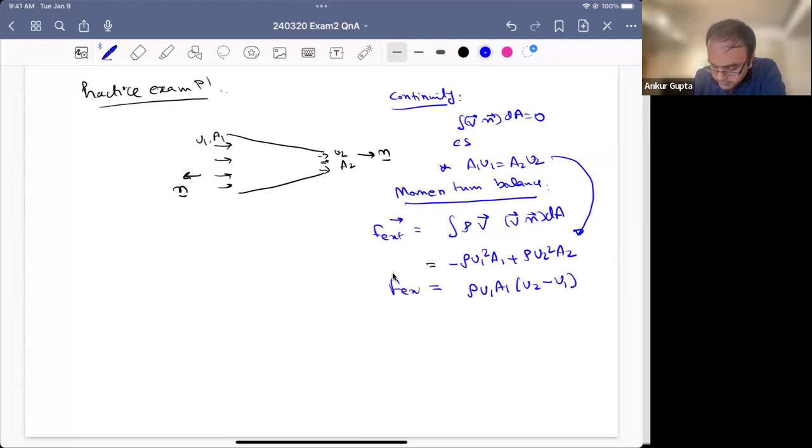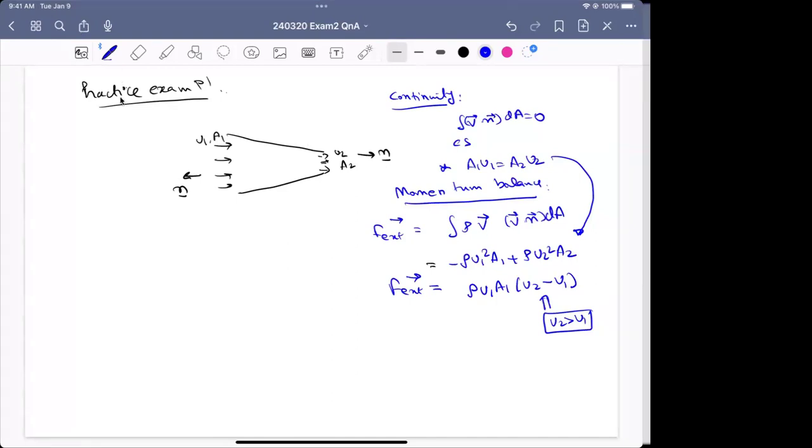F external, and U2 is greater than U1 because A2 is smaller. So I get a positive number out. Make sense, Talal? Yeah.